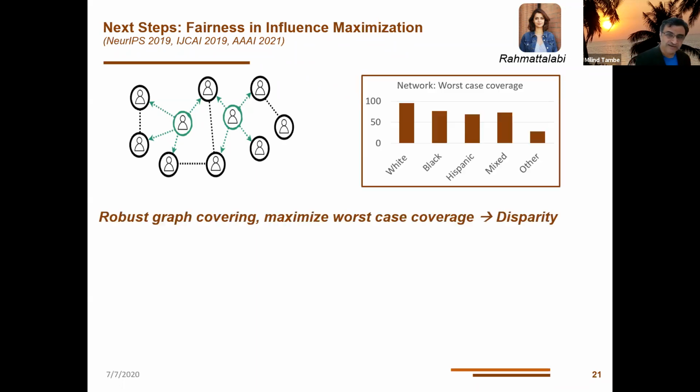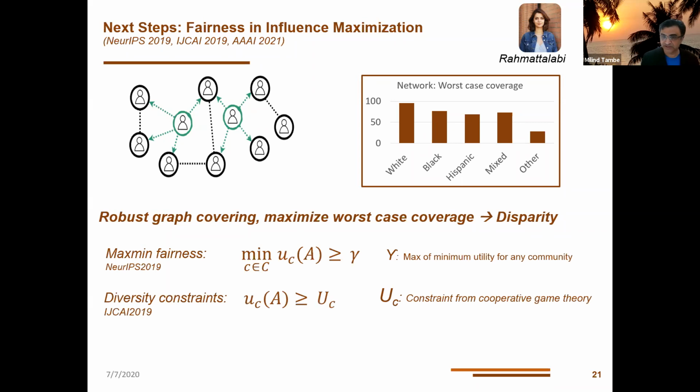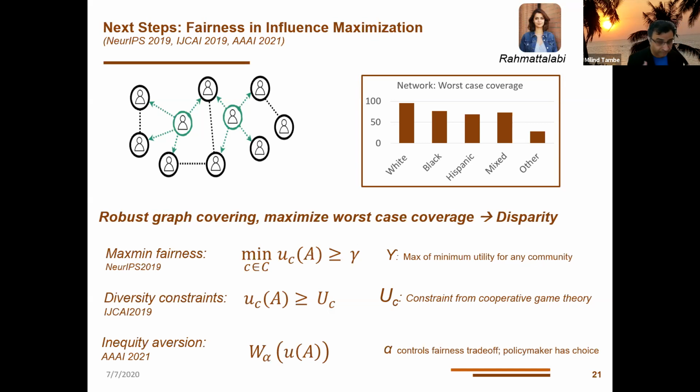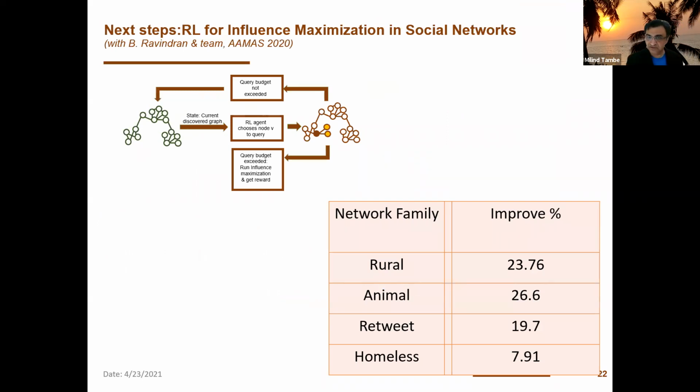And if we apply traditional robust graph covering techniques to maximize worst-case coverage, we see that in our domains, there's actually a disparity in the way different racial groups get covered. So we've looked at different ways to remedy this situation. Max-min fairness, for example, tries to maximize the minimum utility of any community. Diversity constraints take inspiration from cooperative game theory. But each of these is a point solution that arrives at a particular trade-off between reduction of disparity of coverage and overall coverage. And ultimately, this decision of what's the right trade-off is best, in our opinion, left to a policymaker. And to that end, our AAAI paper this year looked at allowing a policymaker control of this trade-off via an inequity aversion parameter.